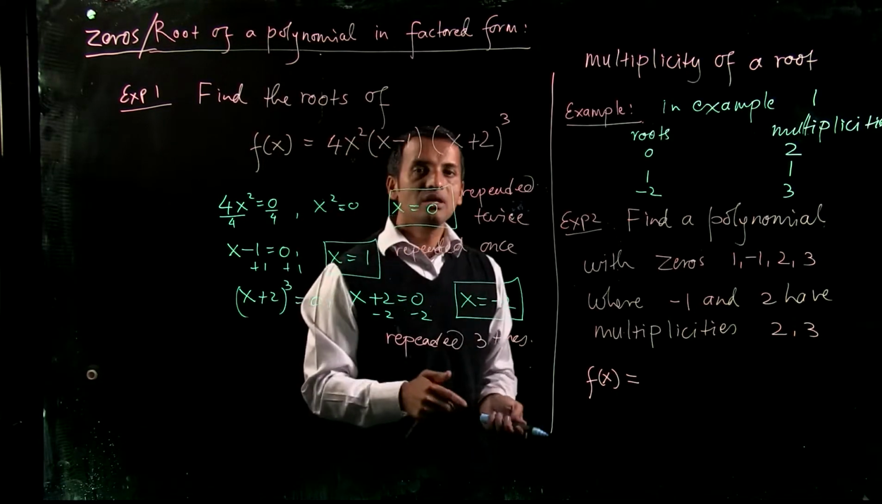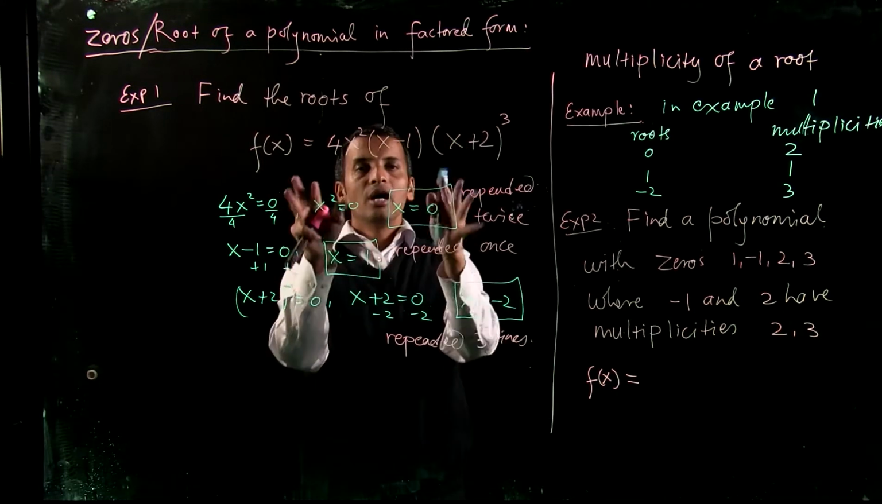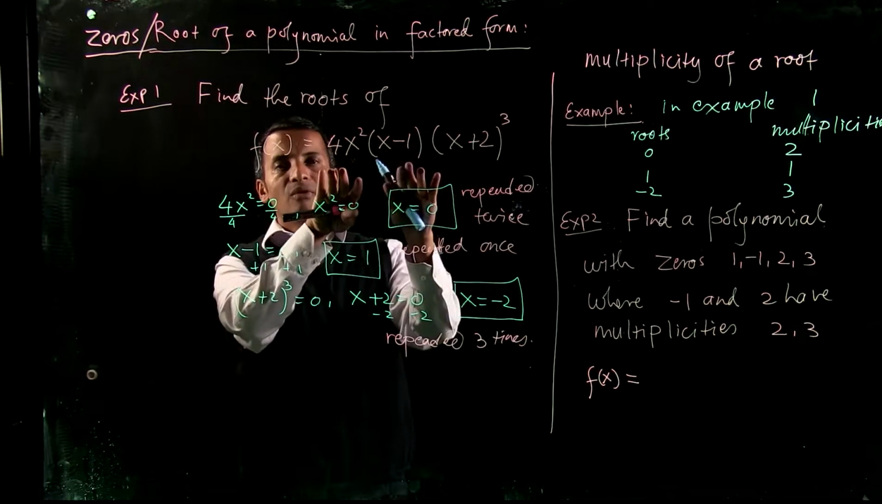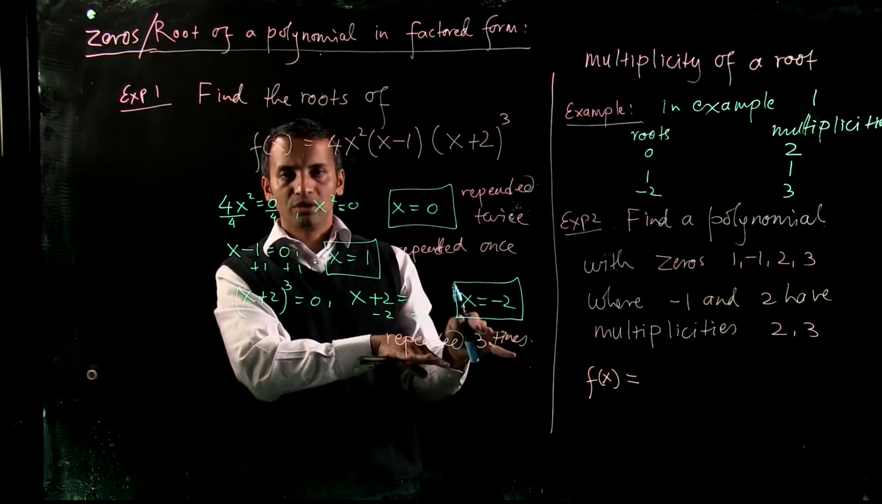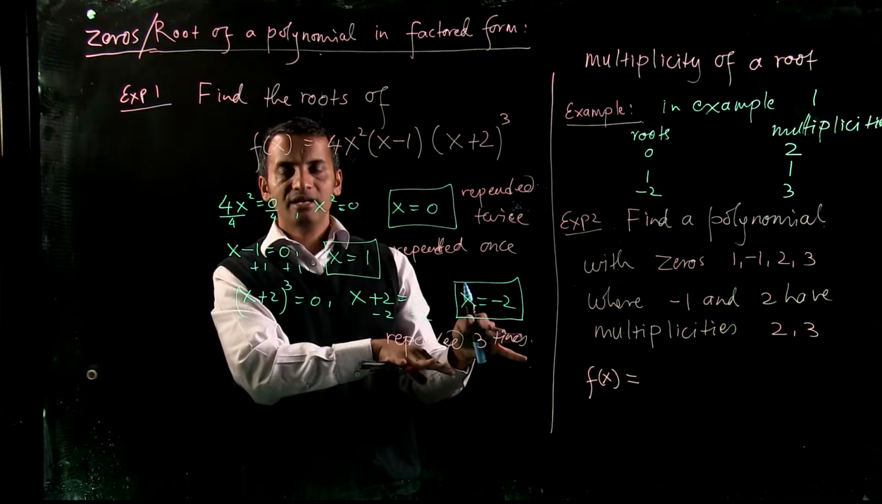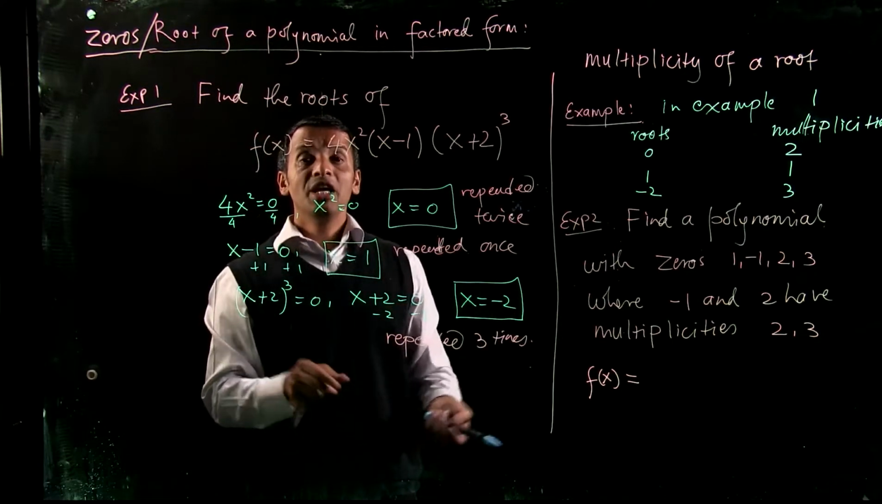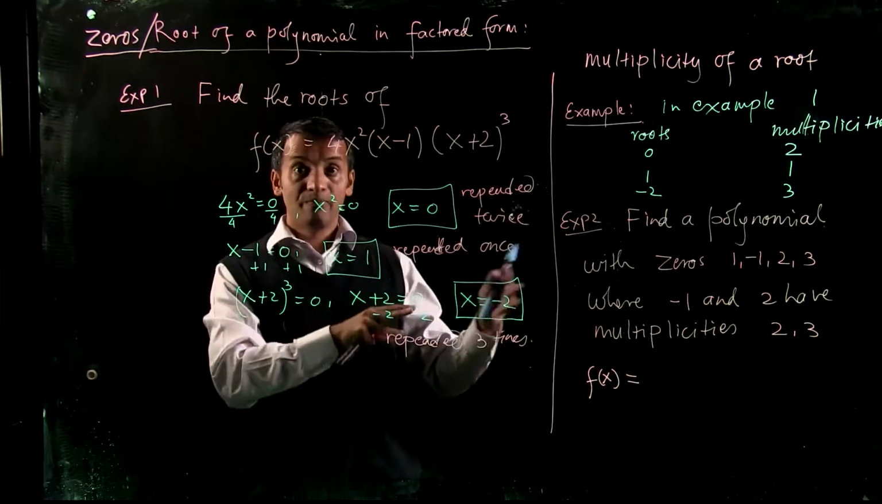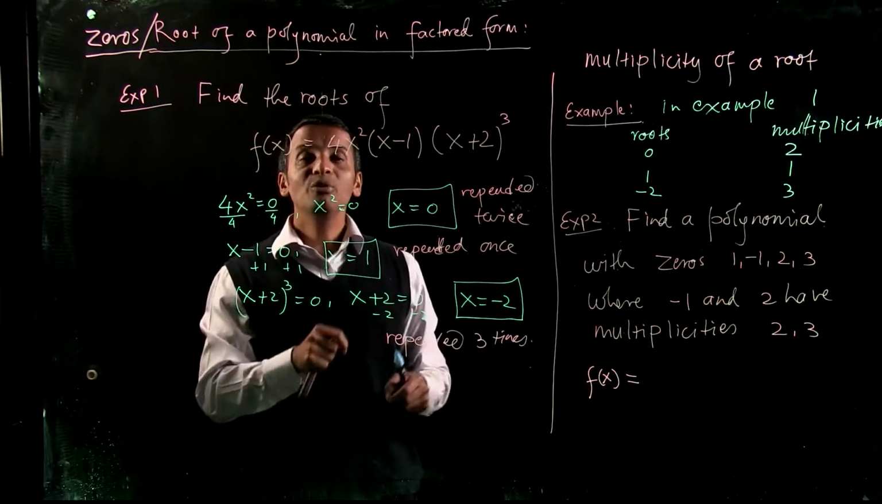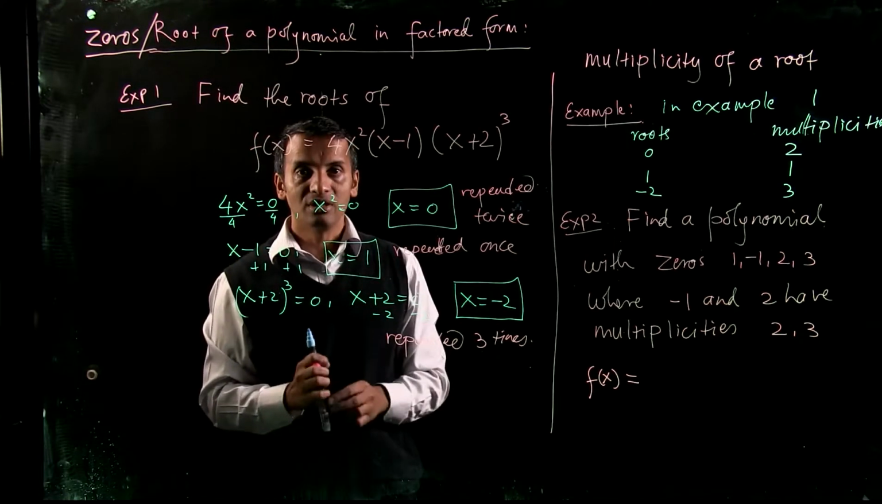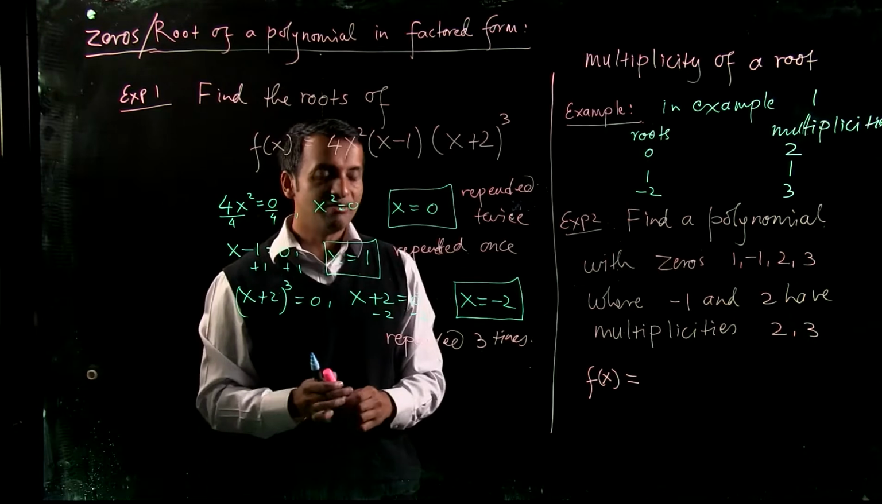Okay, next. Here a polynomial was given in factored form, and then you were able to find the roots and their multiplicities, right? The next thing we do is the other way around: if the roots are given, how do we find the polynomial function? Roots and the multiplicities are given.